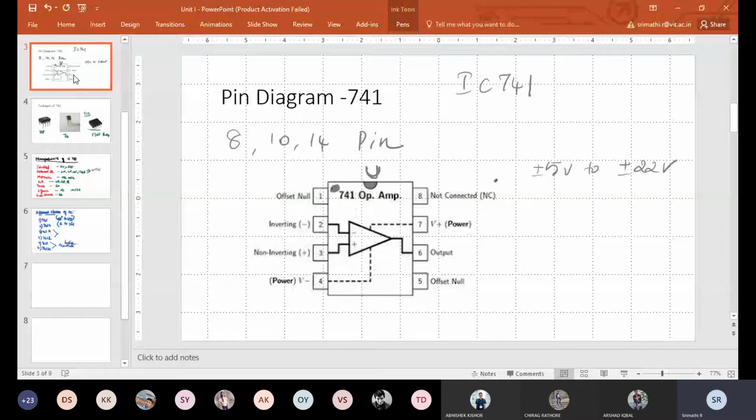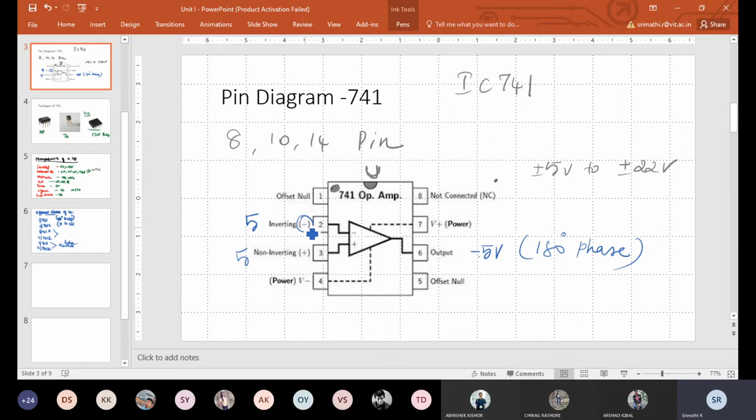Take for example, if I'm giving an input of 5 volts in the inverting input, the output I'll be having is -5. And if I'm giving +5 at the non-inverting input, I'll be having +5 at the output. So if I'm giving +5 and taking it as -5, that is said to be a 180 degree phase shift between the input and the output.